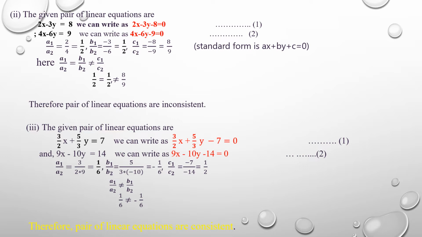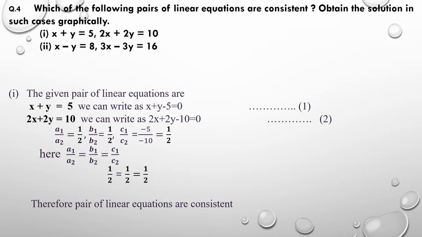Now after finding these ratios, we compare them again. So we find that the ratio of a1 by a2 is not equal to b1 by b2, which means when this condition exists, the given pair of linear equations in two variables has a unique solution, and the pair of linear equations is consistent. After doing question number 3, here we do question number 4.